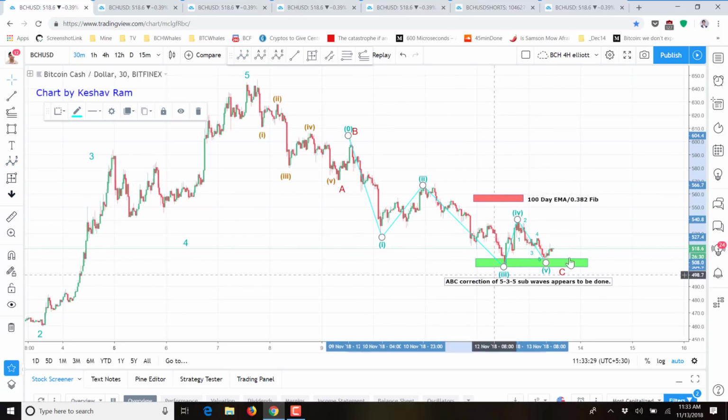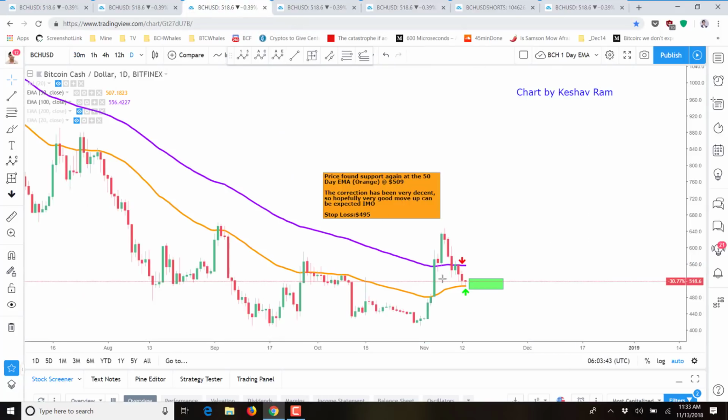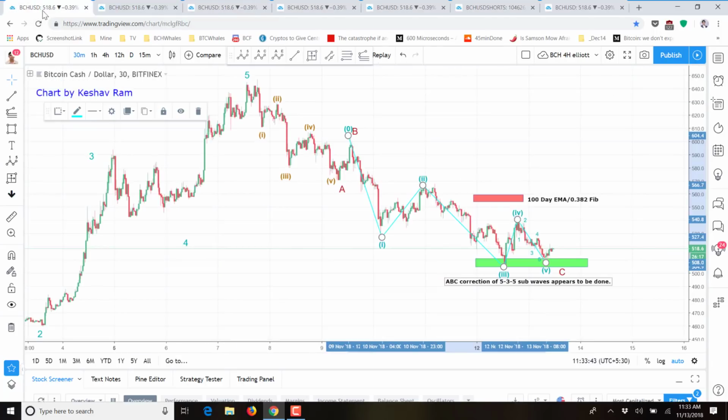and also the fact that this green zone has acted as support twice now. It is a 0.618 level, and psychologically 500 is considered to be very cheap. People will start buying here. It's also the 50-day moving average as we see here, and it's also 0.618. So based on this fact, it appears that the ABC correction is done.